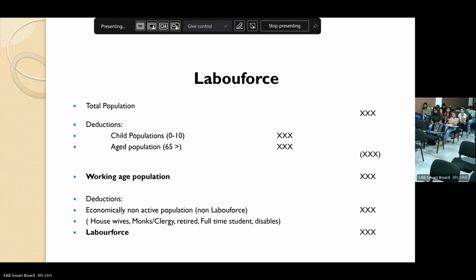So this is how we take the labor force from the population. We deduct the child and elder population, and we identify the working age population first. Then we deduct the economically inactive people, those who are not in the labor force.